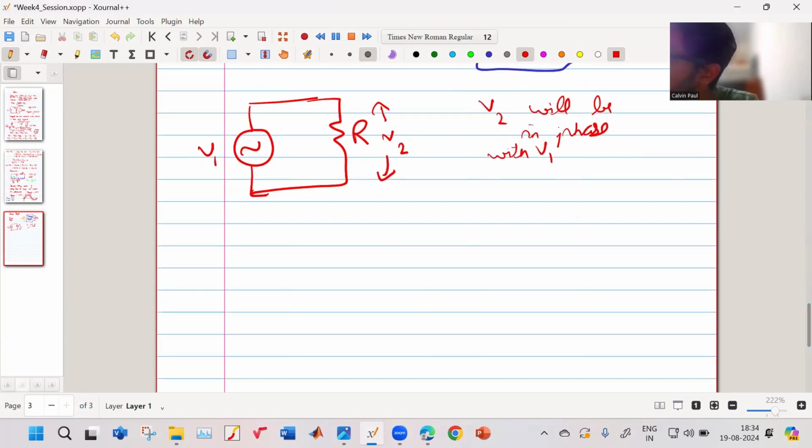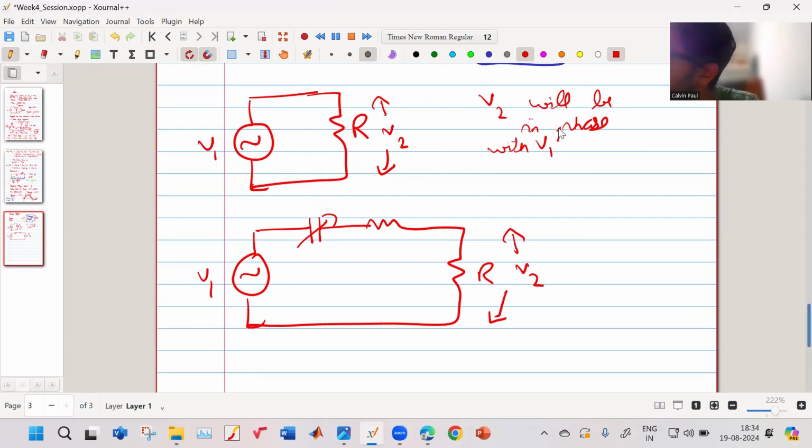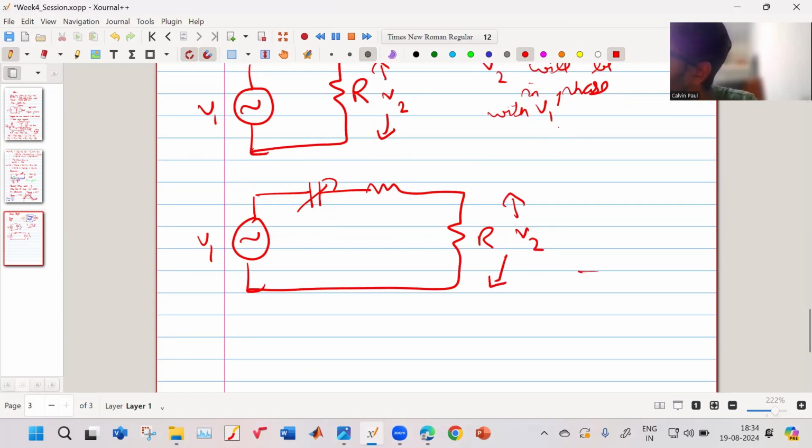But in case you have this V1 and you have a capacitor, certain resistor, and then you have another resistor, and then you measure this voltage V2. Now what will you see? What you will see is, if this is your V1 phasor, your V2 phasor will be leading it by a certain angle. Okay, it will lead.